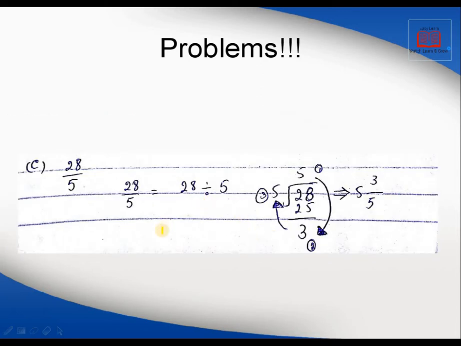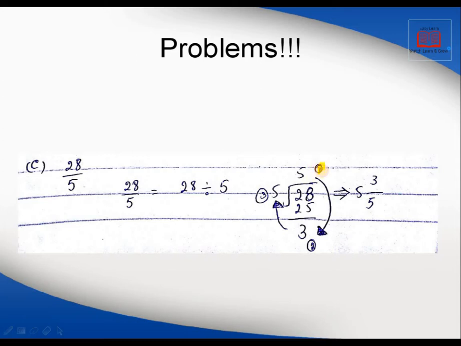This is another example, once again very simple: 28 divided by 5, an improper fraction, 28 inside this division bracket and 5. When we divide by 5, 5 into 5 is 25, and 5 into 6 is 30. So we cannot go with 6 because it exceeds, so the remainder should be less than the divisor. That's why we use 5.